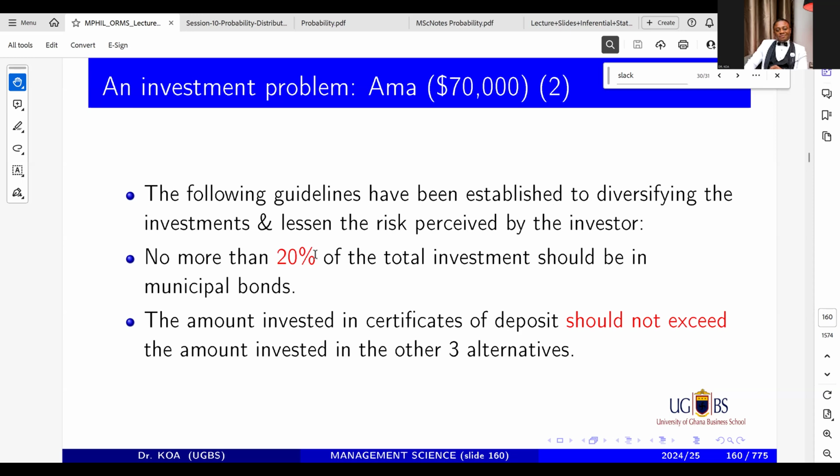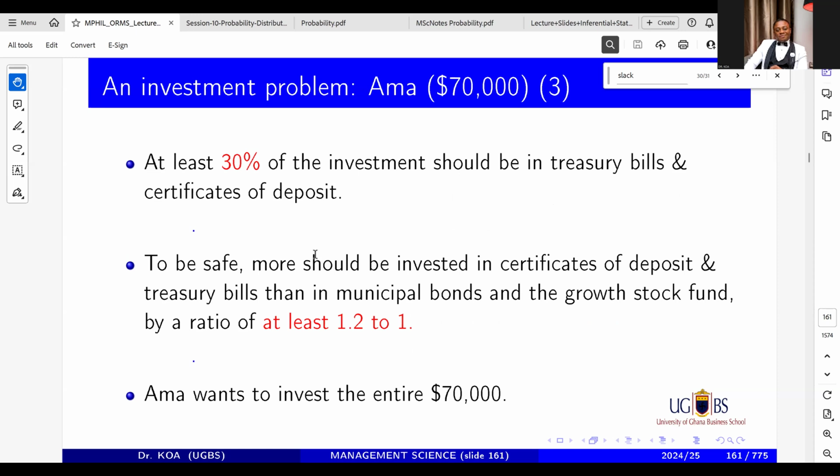The amount invested in certificate of deposits should not exceed the amount invested in the other three alternatives. Three, at least 30% of the investment should be in treasury bills and certificate of deposits. Four, in order to be safe, more should be invested in certificate of deposits and treasury bills than in municipal bonds and growth stock fund by an average of at least 1.2 to 1. And finally, AMA wants to invest the entire investment.